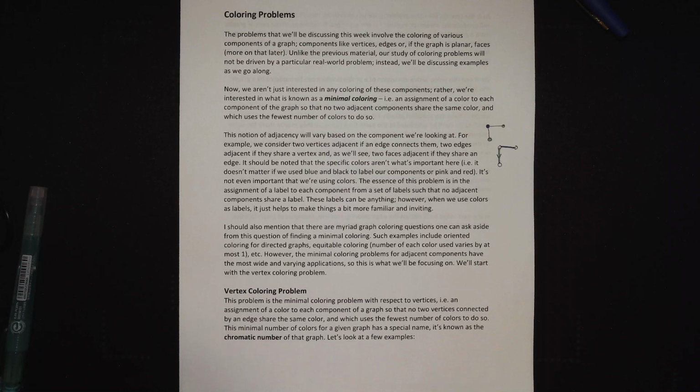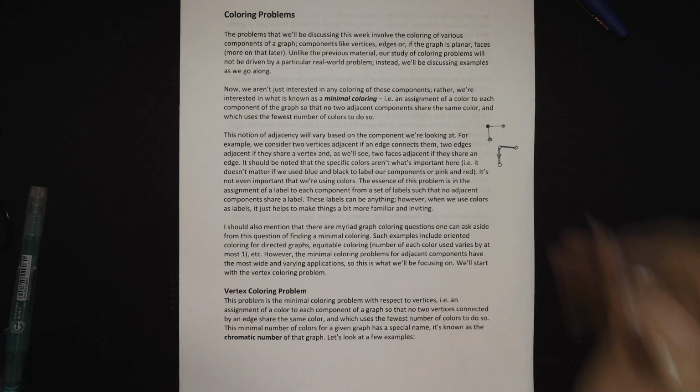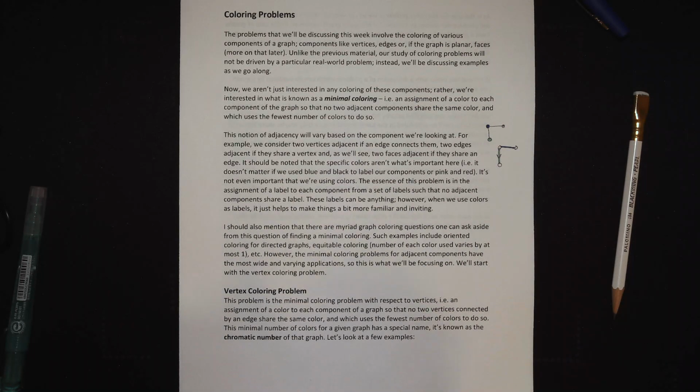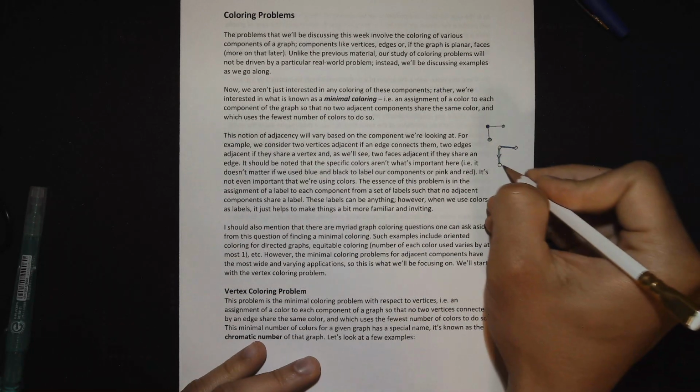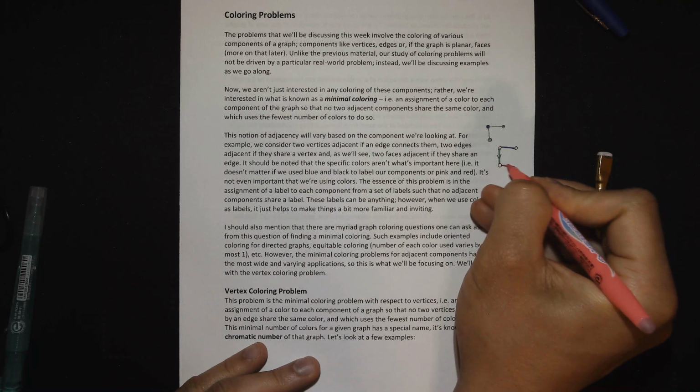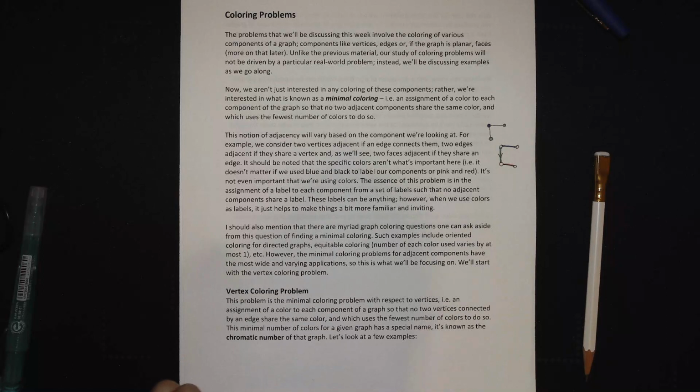And also equitable coloring, that's another type of graph coloring question. In this case, the number of each color used varies by at most one. So the total number of maybe this pink used in a graph for whatever component doesn't differ from the number of blue colorings used in the graph, right, for that same component.